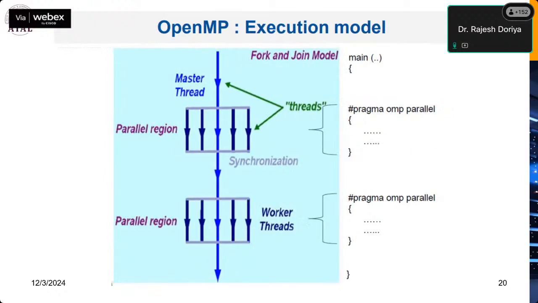Fine. And the moment that ends, the master thread again takes control, and whenever a parallel section or parallel region comes again, multiple threads, or you can say worker threads, are created. After completing their respective jobs, they are destroyed. So this is the basic execution model of OpenMP. Fine.